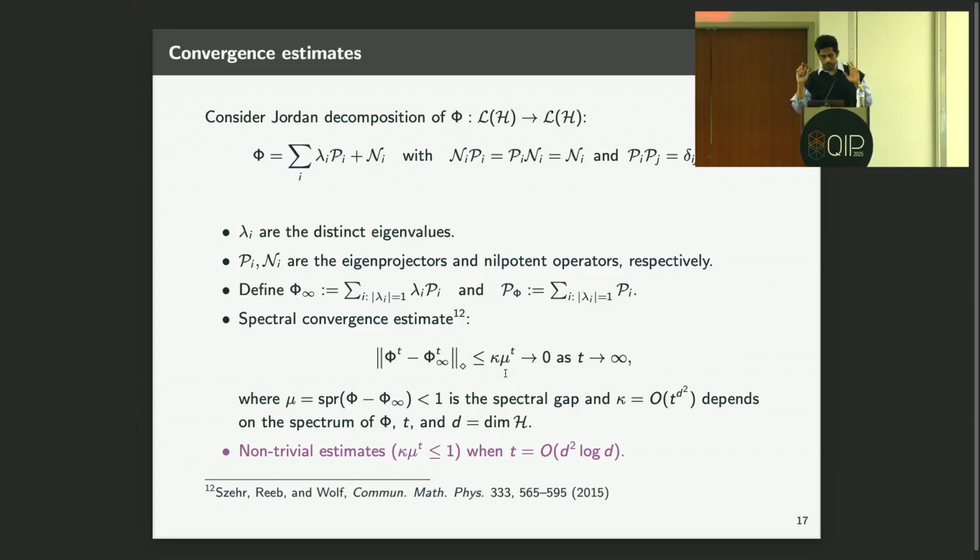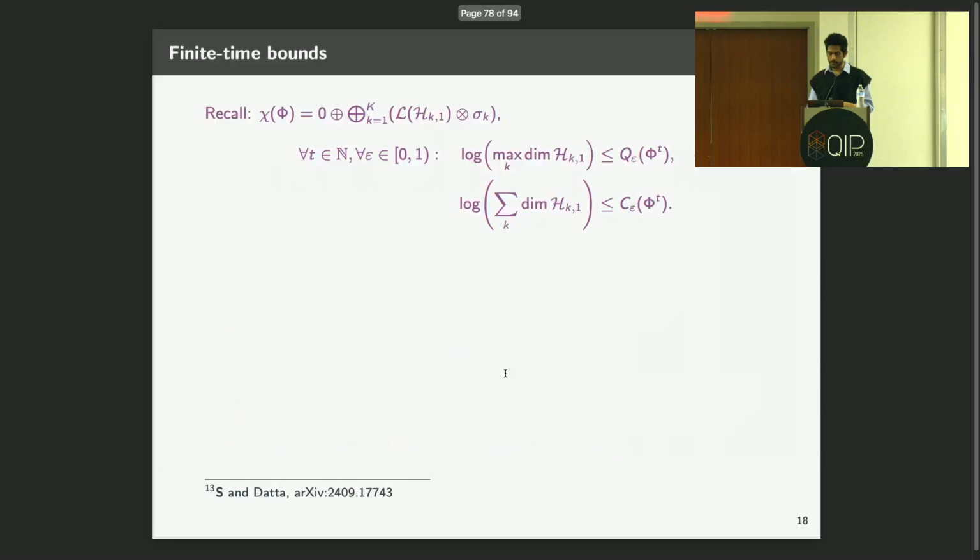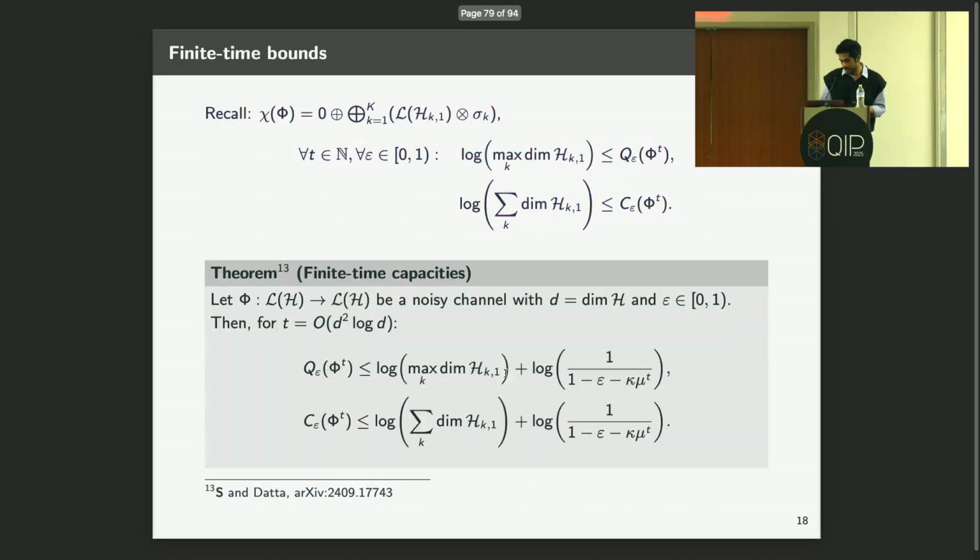It is at this time scale that we would expect the capacities to be close to the asymptotic quantities that we considered briefly. This brings me to the second main result. Just to recall, we had the peripheral space. We just saw that the achievability bounds are true for all time. So you store information in your peripheral space, and you can recover it at all times. So these lower bounds are true for all time t. And then conversely, if your time is of the order of d squared log d, then you can use the spectral convergence estimate to show that the capacities will also be upper bounded like this.